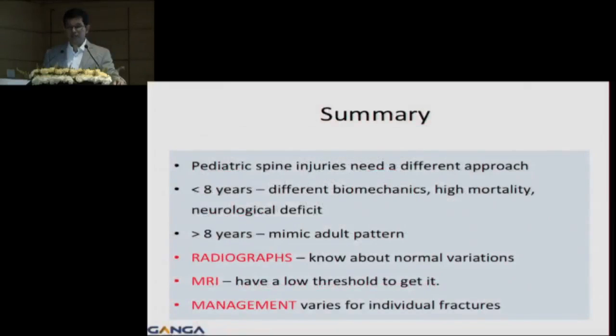So in summary, pediatric spine injuries need a different approach. I would like to highlight again the 8 years thing, where there is a different biomechanics, higher mortality, and more incidence of cervical spine injury. But more than 8 years, you have more of an adult pattern. So know about the normal variations, the synchondrosis and the pseudo subluxation. When in doubt, try to get an MRI. And in management, try to individualize for each of these fractures.